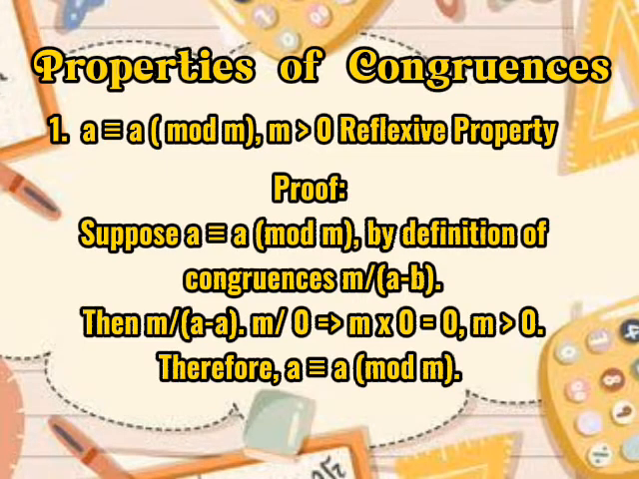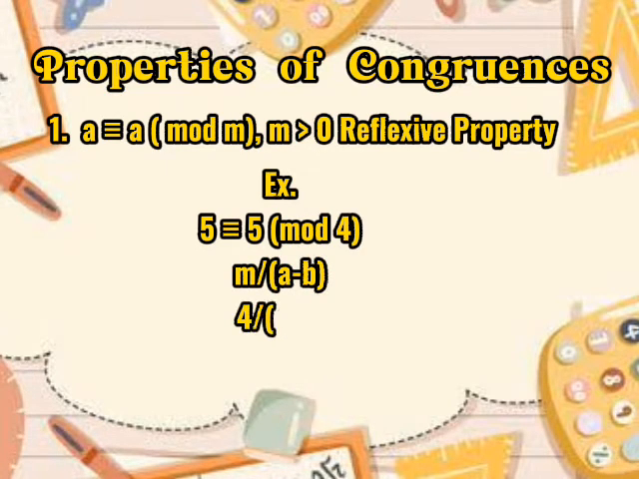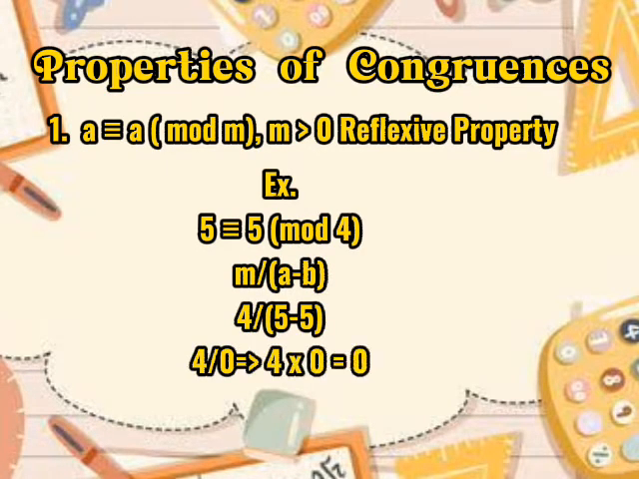The statement is true. Example, 5 is congruent to 5 modulo 4. By definition, M divides A minus B. So M is 4, A is 5, and B is also 5. So 4 divides 5 minus 5, and 5 minus 5 is 0, so 4 divides 0, and we can find a number that can be multiplied to 4 that is equal to 0, and that is 0. So the statement is true.